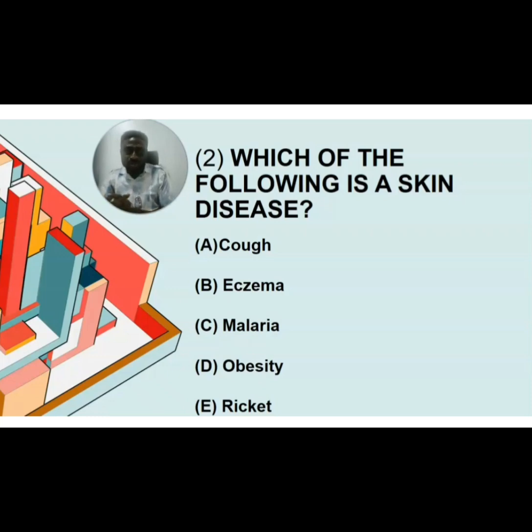The trick of this is you need to study all the options and sort out the ones that are unrelated to the question. So only one relates to the question. So is it cough, eczema, malaria, obesity, or rickets? I guess you went for eczema. Option B is the answer.